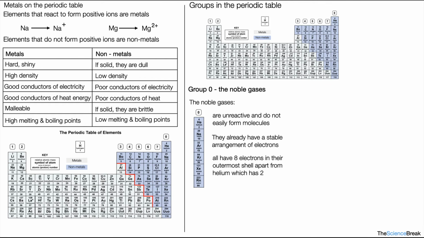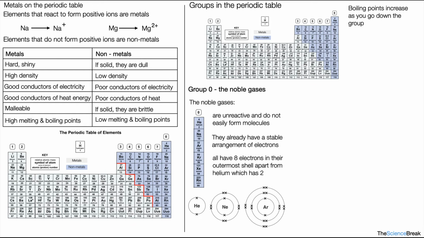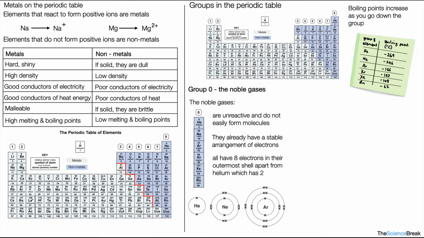All of them have 8 electrons in the outermost shell, apart from helium, which has 2. Helium has only one shell. It can only hold 2 electrons, so we say that its outermost shell is full. And these are 3 elements from group 0. You can see they all have a full outermost shell, helium with 2 in its outermost shell, and neon and argon with 8 in the outermost shell. Boiling points increase as you go down the group.